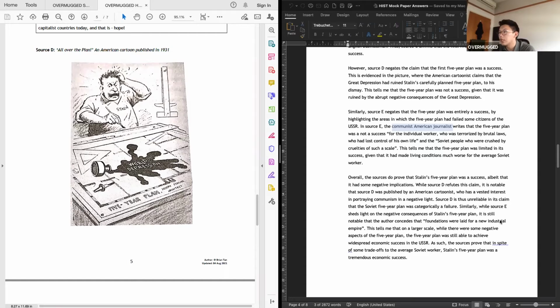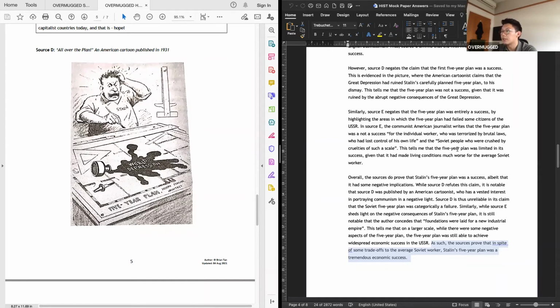Similarly, while source E sheds light on the negative consequences of Stalin's 5-year plan, it is still notable that the author concedes that the foundations were laid for a new industrial empire. So it tells me that on a larger scale, while there were some negative aspects, the 5-year plan was still able to achieve widespread economic success in the USSR. As such, the sources prove that in spite of some trade-offs to the average Soviet worker, Stalin's 5-year plan was a tremendous economic success. If you note in my conclusion, this is the ultimate statement that I'm trying to achieve, that while there were some trade-offs, ultimately it was a success.